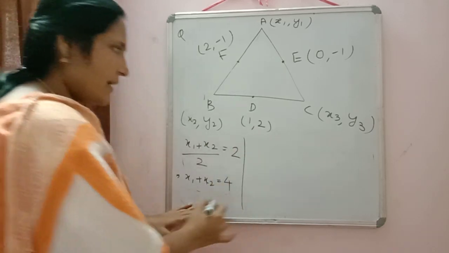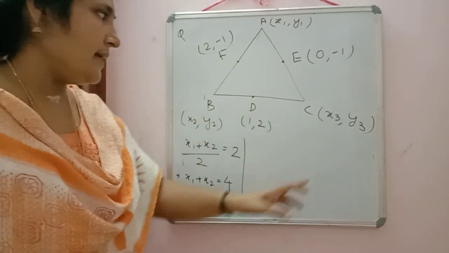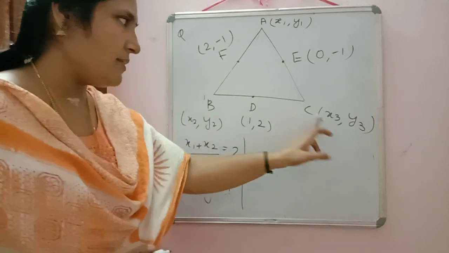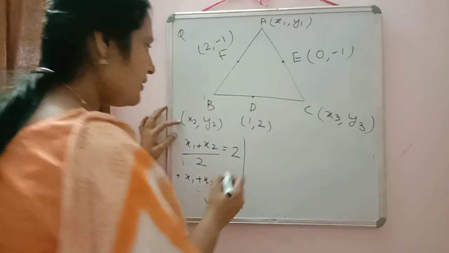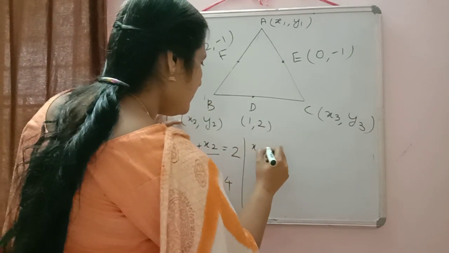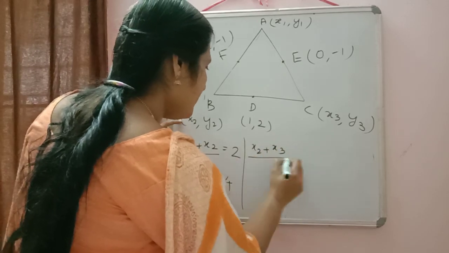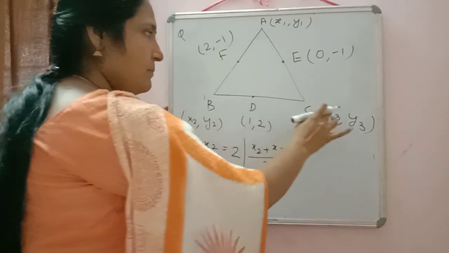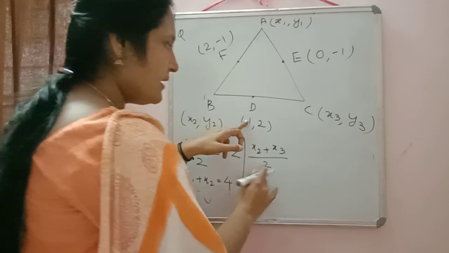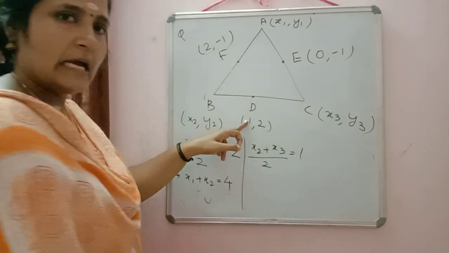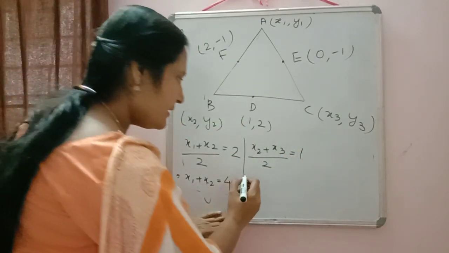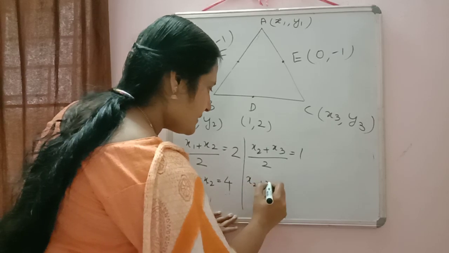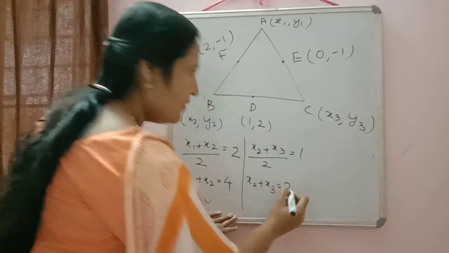Now in the same way we will check the x coordinate here. D is the midpoint of BC. According to the formula, how will it come? (x2 plus x3) by 2 should be equal to the x coordinate of D. Then what are we getting here? x2 plus x3 is equal to 2.